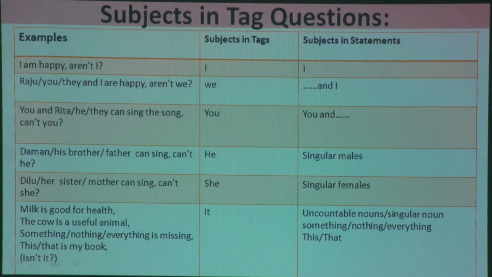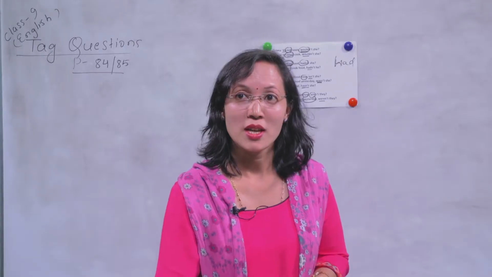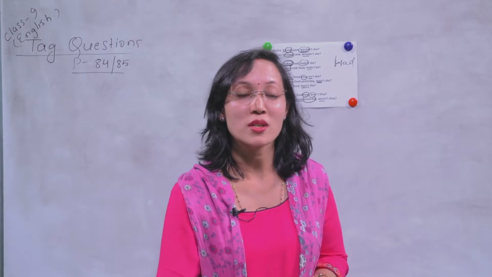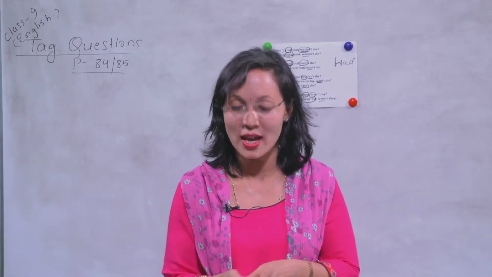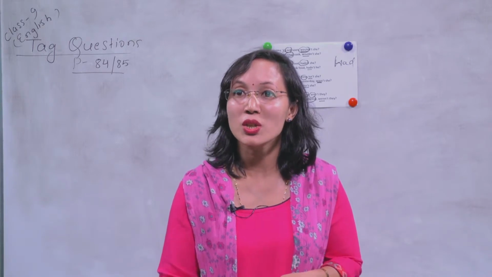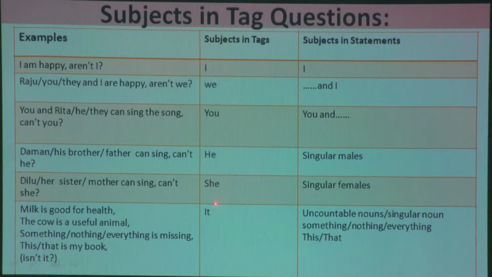So, subjects in tags can be confusing. There are multiple subjects in tags. It could be I, we, you, he, she, it. Now, the first one: I am happy.